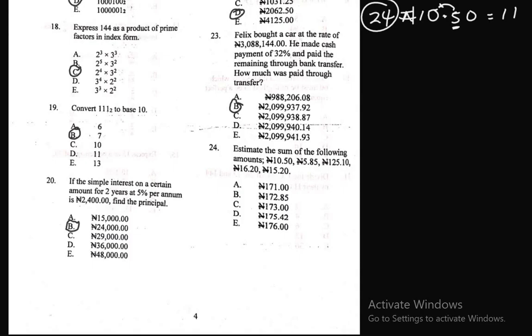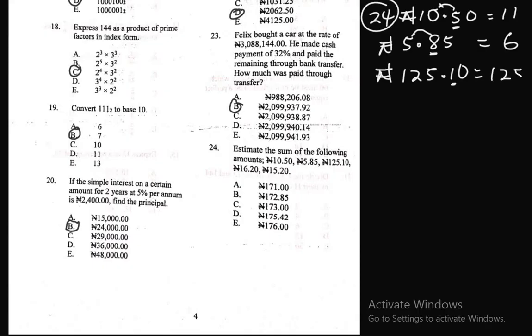If you estimate the next, which is 5 naira, 85 kobo, this 8 is more than 5, so round up and add 1 to the 5. This would be 6 naira. Do you understand? Now you go to the next, which is 125 naira, 10 kobo. So let me write it here. You have 125.10. This is less than 5, so it will be 0. You have 125 back.